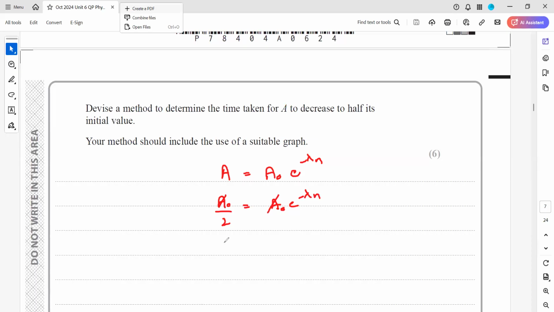This will cancel with this. So 1 over 2 is equal to e raised to the power minus lambda n. When I take ln on both sides, ln half is equal to minus 0.693, and that is equal to minus lambda n, since ln and e cancel out. Negative cancels with negative, so lambda is equal to 0.693 over n.